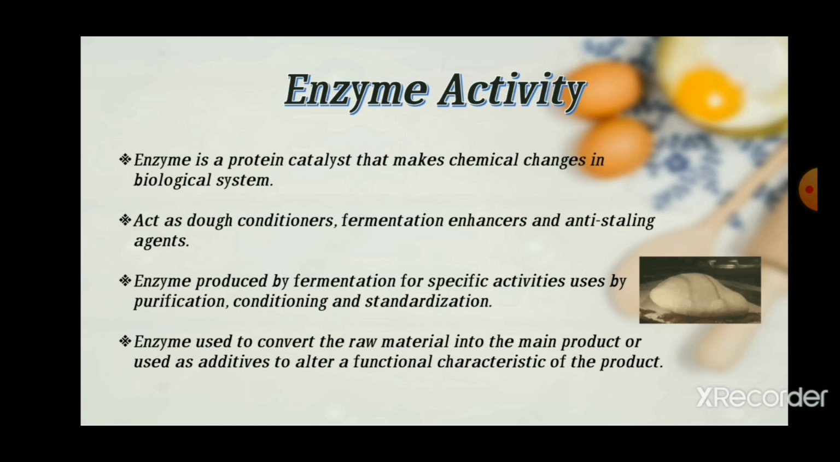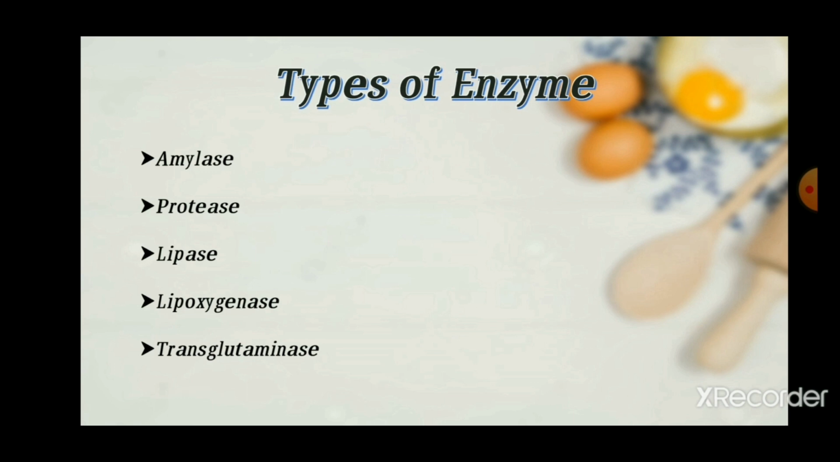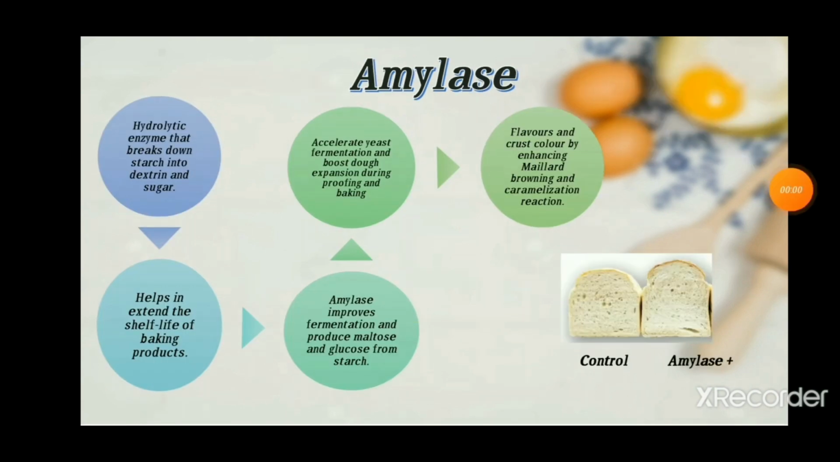Enzymes produced by fermentation for specific activities are used after purification, conditioning, and standardization. Enzymes are used to convert the raw material into the main product or used as additives to alter the functional characteristics of the product. The types of enzyme we discuss today: amylase, protease, lipase, lipoxygenase, transglutaminase.